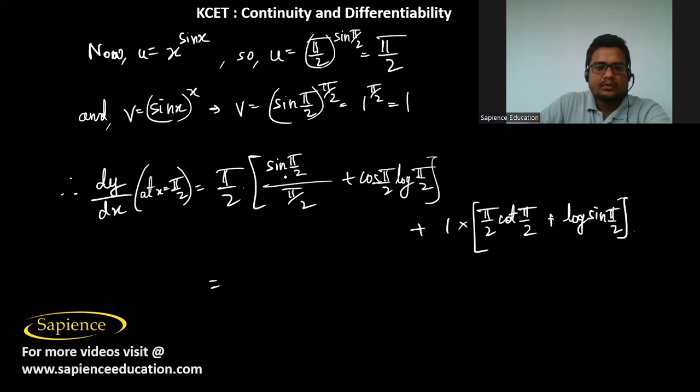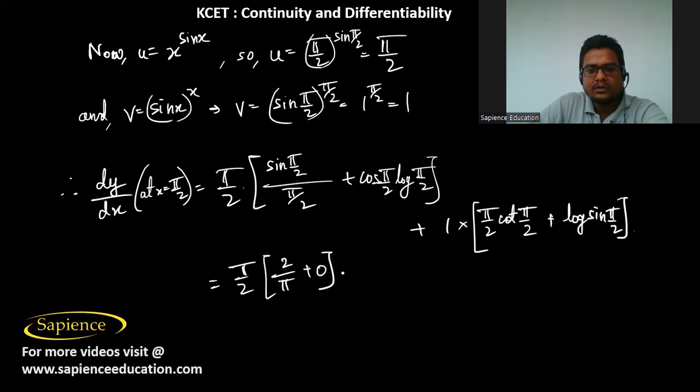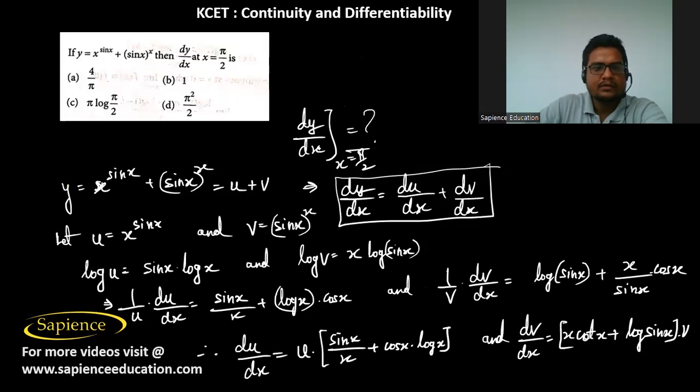So pi by 2 into this will be 2 by pi. Sin pi by 2 is 1 and cos pi by 2 is 0, so this will be 0. Then plus 1 into cot pi by 2 will also be 0, since it is cos pi by 2 by sin pi by 2. And log 1 is also 0. So this will be equal to 0 only, and the total will be equal to 1. The value is 1, so option B is the correct answer.